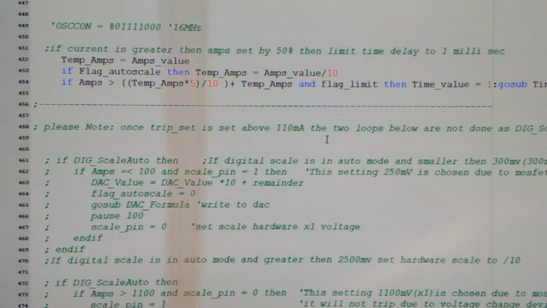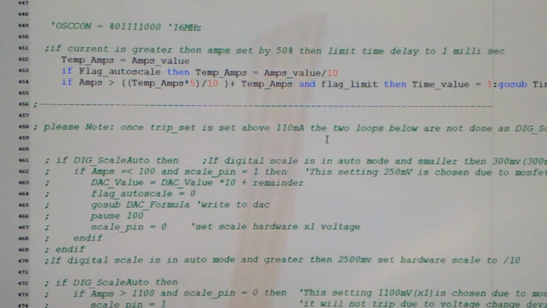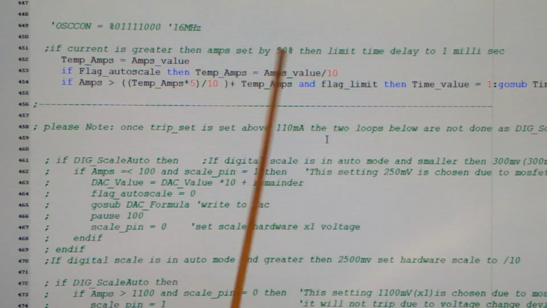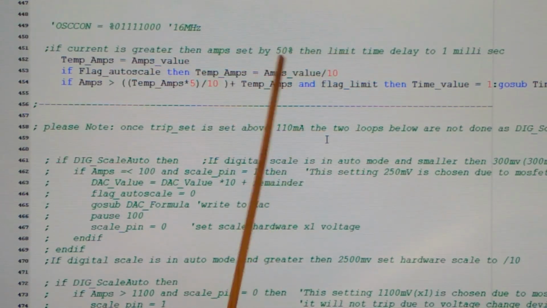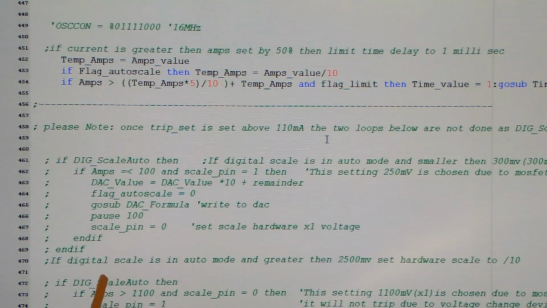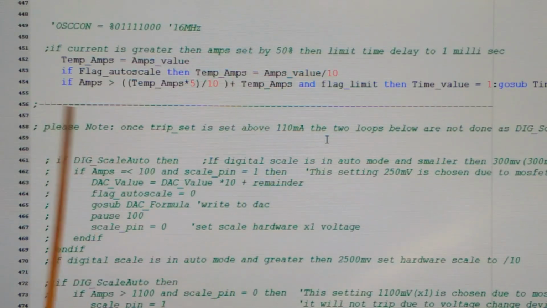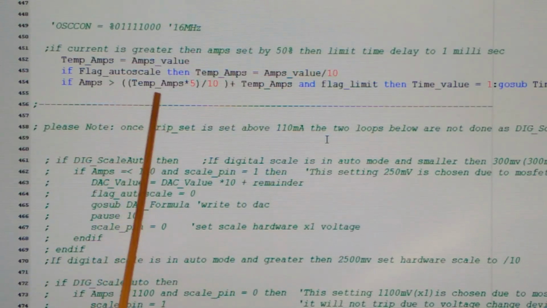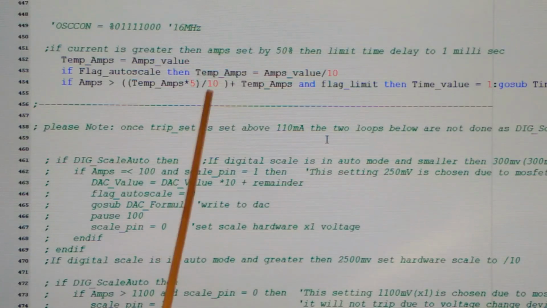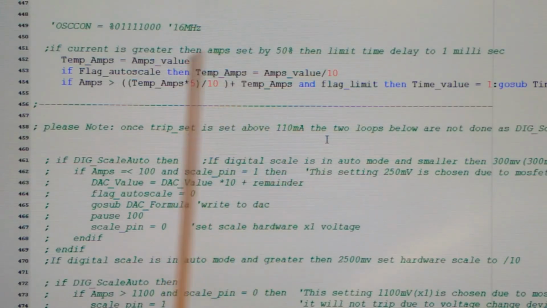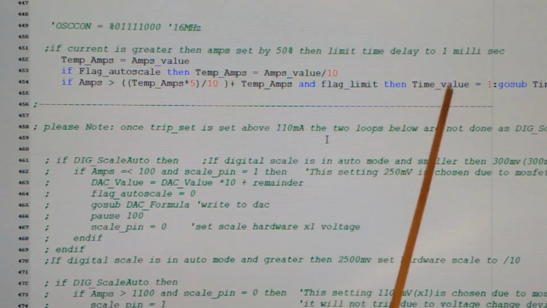So yes, that's what that was. And again, because PicBasic is complicated with the maths, I had to look up how to work out 50%. If you're writing in C, I'm not sure how you would do that, but I know it would be simpler than this. So look what I had to do to work out 50%: if amps is greater than temp amps, this is a temporary variable, times 5 divided by 10 plus the temp amps. Let's just get the 50%, and flag limit, of course. Then time value equals 1.